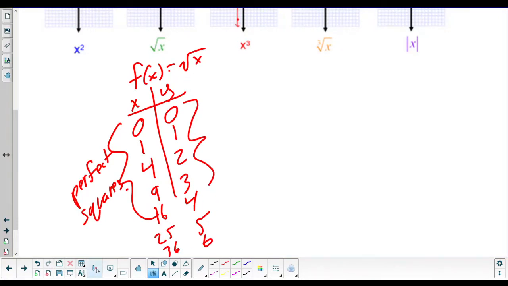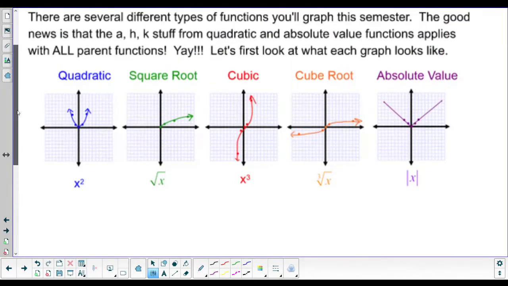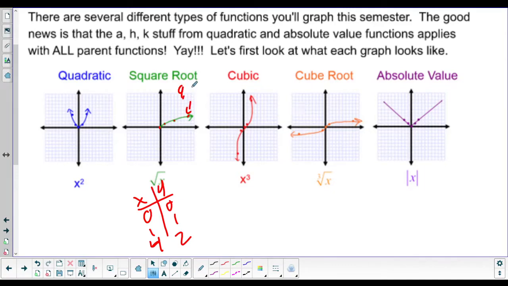Okay? So for our square root, it starts at 0, 0 because of our ordered pairs. 0, 0. Then we have 1, 1. Then we have 4, 2. And then it goes on with the perfect squares. This one right here would be 9, 3, pardon me. Okay. So that's square roots.